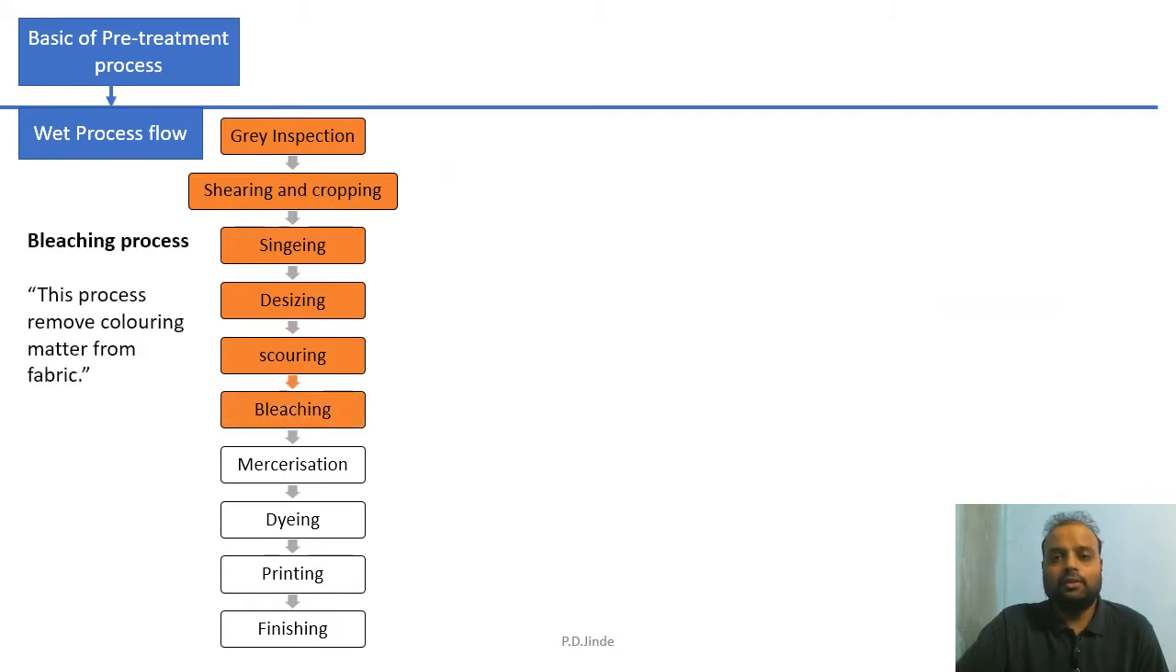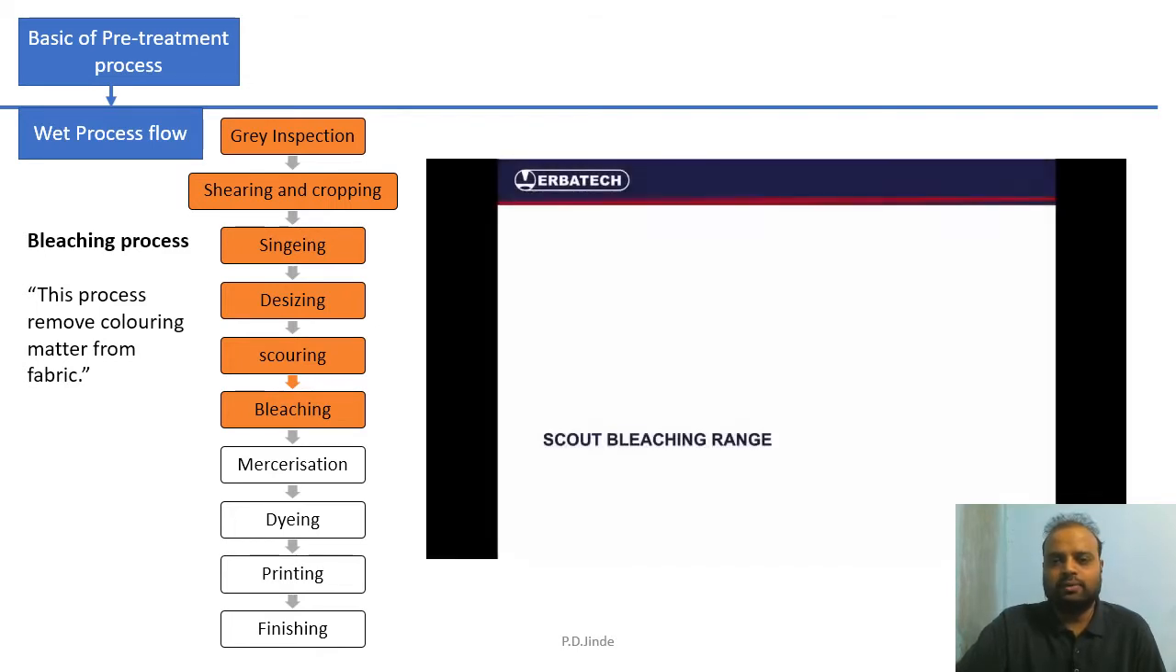After scouring, bleaching is the next pre-treatment. The object of this process is to remove the coloring impurities present in the fabric. Cotton has a natural yellowish color, so it needs to be removed. So let's see the video of how fabric is bleached in this machine.